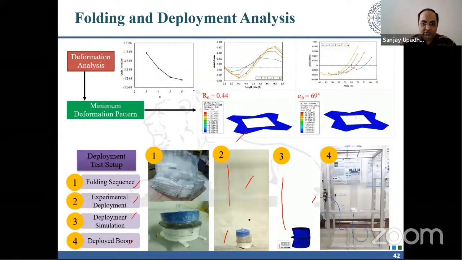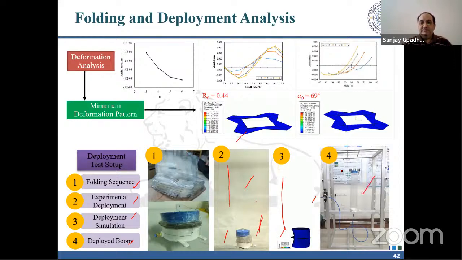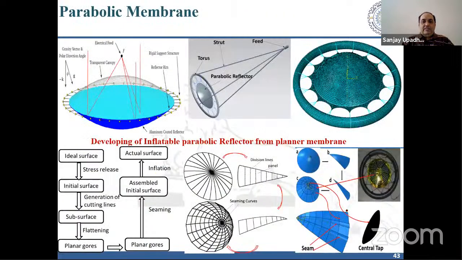Actually, this is the video, but it is not working. Okay, so this is the boom we have unfolded. This is our experimental setup where we have completely inflated a boom. Then this parabolic membrane, how to make a parabolic shape is much more important: the developing of the inflatable parabolic reflector from planar membrane.